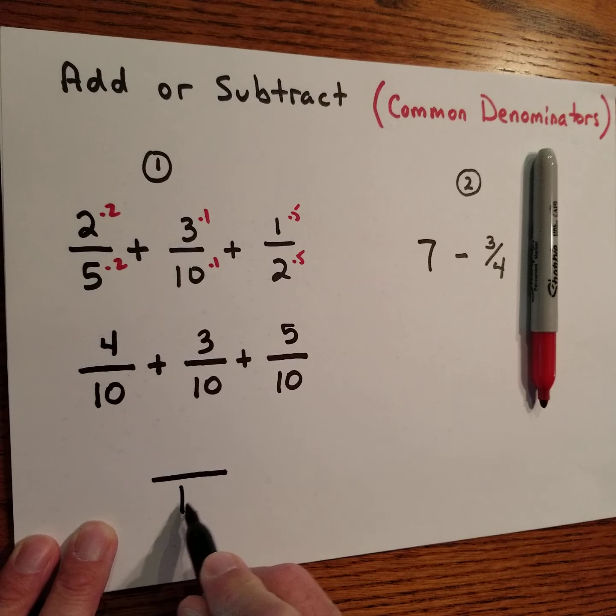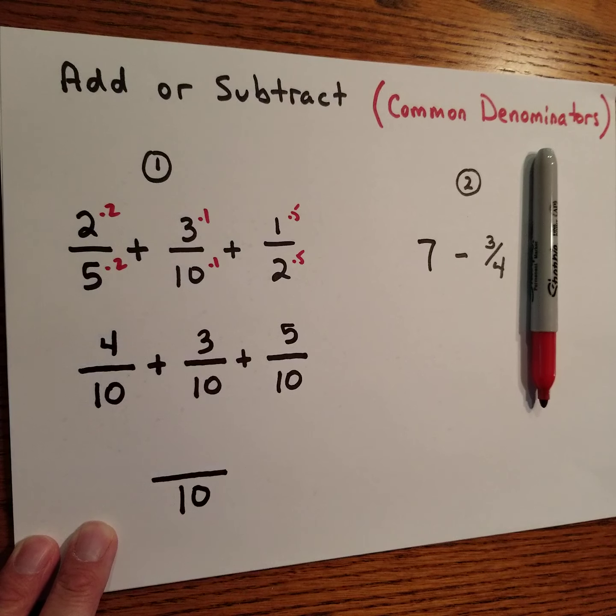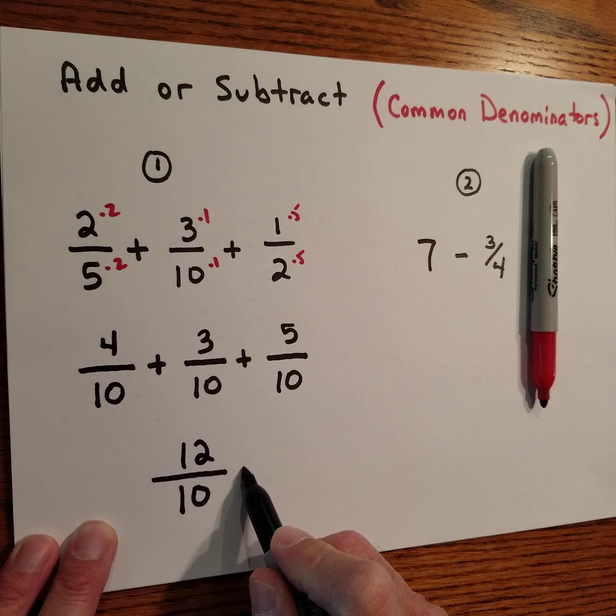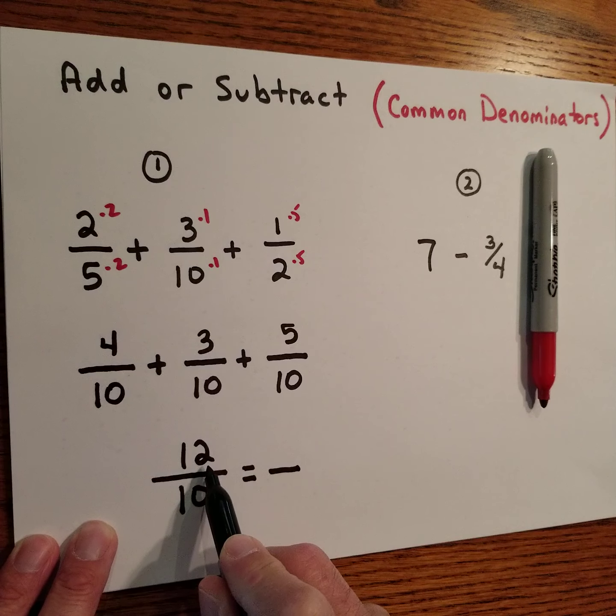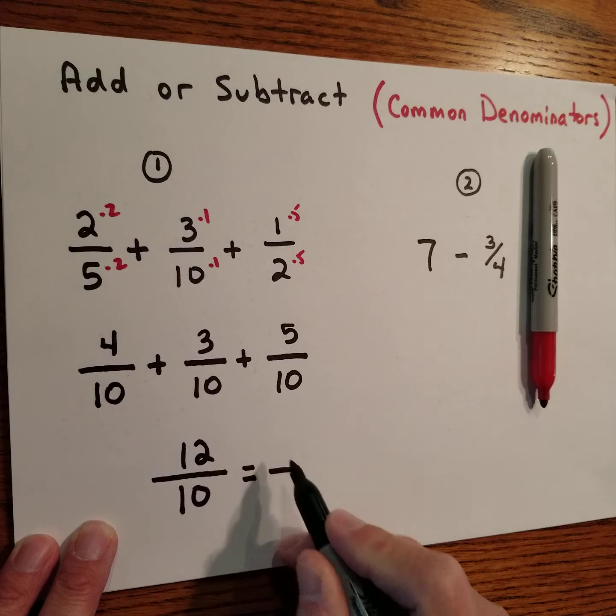Now keep the common denominator and add up the numerators. 4 plus 3 is 7, plus 5 is 12. That's a great answer. Now I notice that that reduces, so I'll divide by 2 and divide by 2. I like 6/5 as a best answer.